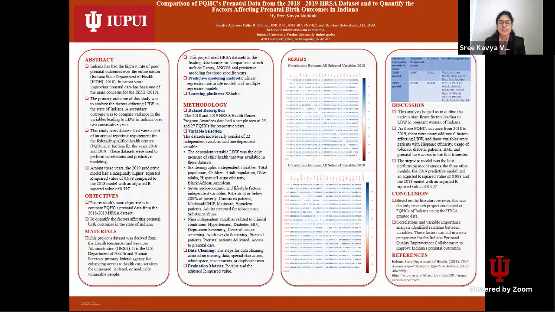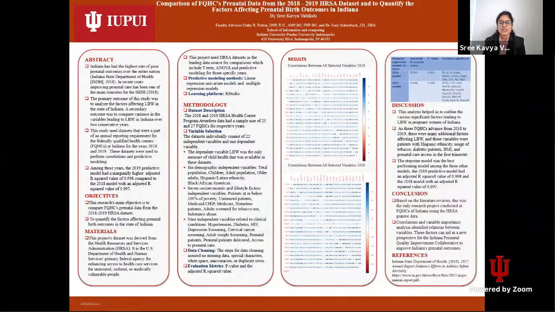The data sets individually consist of 22 independent variables, and there was one dependent variable, low birth weight. This was considered as it was the only measure of child health that was available in these data sets. There were 6 demographic independent variables, which include total population, children, adult population, older adults, Hispanic or Latino ethnicity, and Black African American.